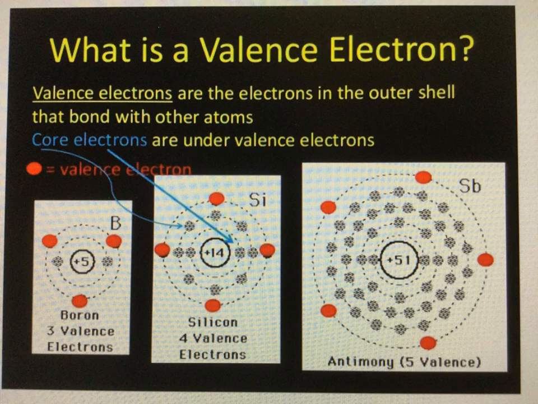So before we can start that, you have to know what a valence electron is. That's the outer shell of basically your atom, which is the last part of your electron configuration. Okay, so let's go ahead and do an example right now.